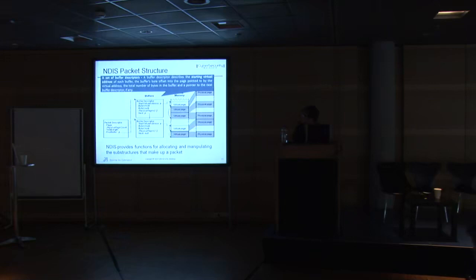Second, the buffer descriptor describes the starting virtual address of each buffer, the buffer byte offset into the page pointed to by the virtual address, the total number of bytes in the buffer, and a pointer to the next buffer descriptor, if any. Lastly, the virtual pages, possibly spanning more than one page, make up the buffer described by the buffer descriptor. These virtual pages are mapped to the physical memory.